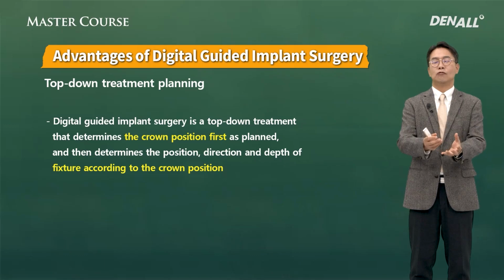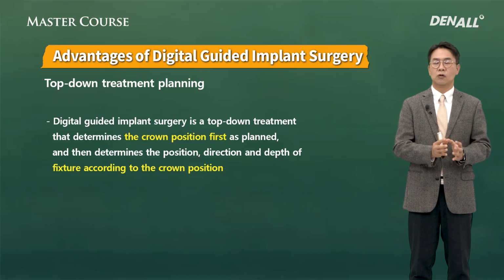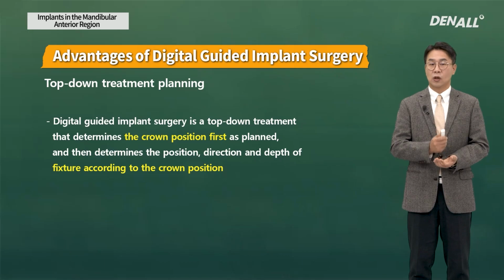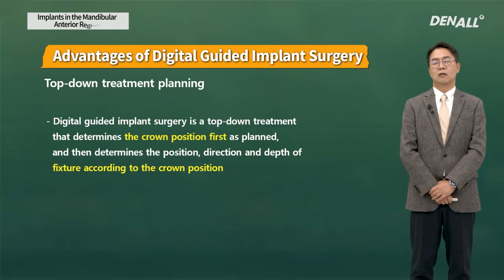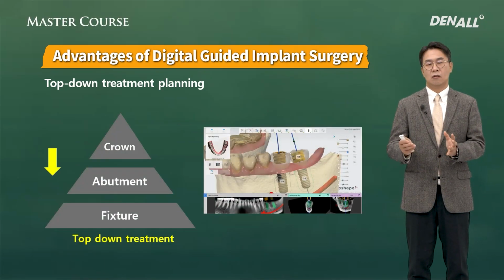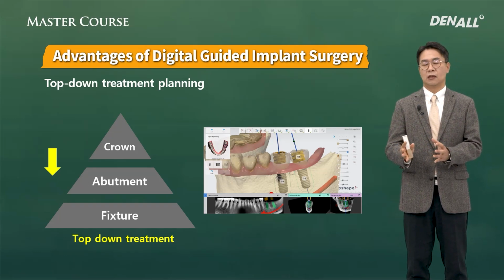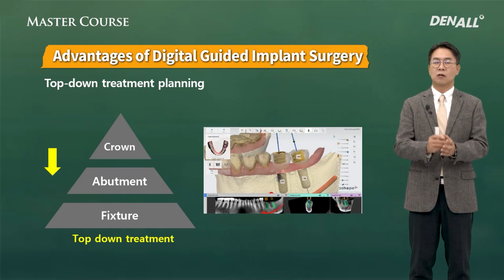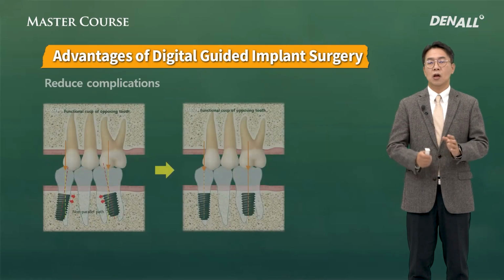In the top-down treatment, the crown positions are first planned, and the position, direction, and depth of implant according to the crown position is determined. After that, you need to consider whether soft tissue or hard tissue graft is necessary. When you use a guided surgery, you need to use a relevant software fitting the surgery. Using the software, the crown positions are determined and abutments are selected. Accordingly, the implant positions are determined.